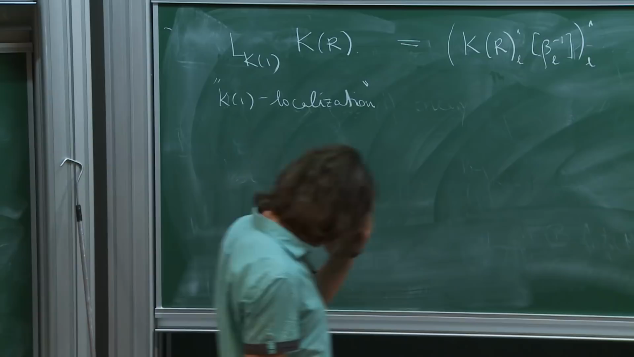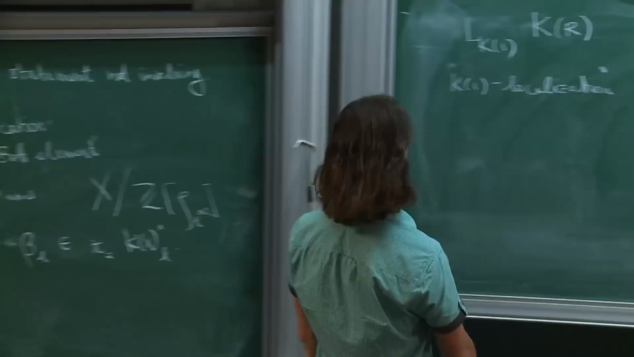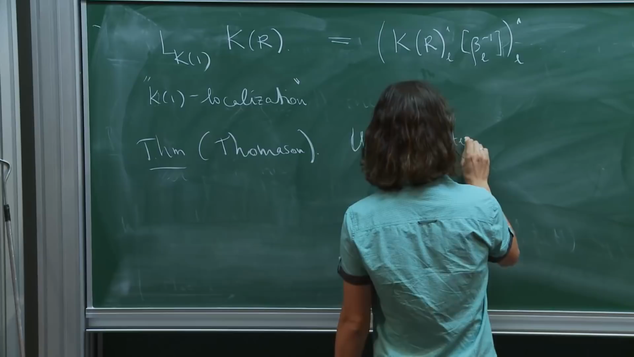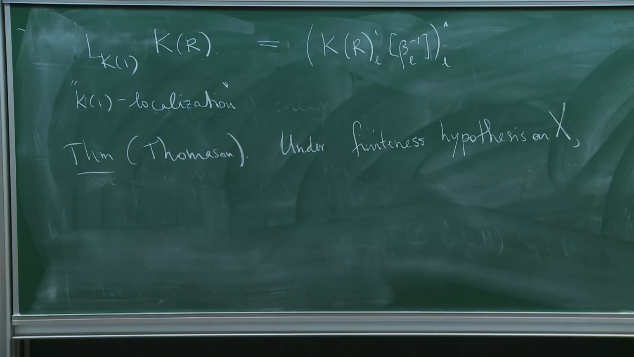And in Thomason, I believe he defined it using powers of the Bhatt element. Okay, and so there's the theorem of Thomason that, again, under some finiteness hypotheses on X that I don't want to spell out. It's part of the finiteness hypothesis. So, I mean, he needs to assume that there is some kind of finite Galois cohomological dimension for the base field and so on. All right, the precise hypotheses in Thomason are actually a pain to write down. Let me not do it.